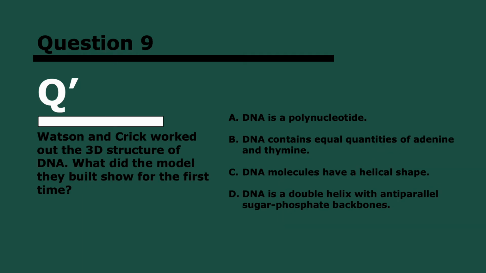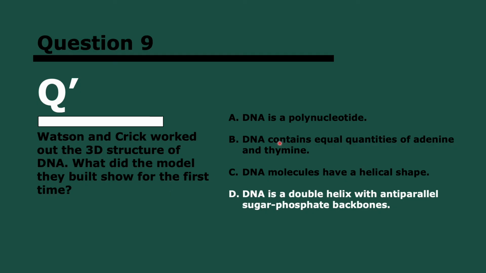Okay, great. So now question 9. Watson and Crick worked out the 3D structure of DNA. What did the model they built show for the first time? Again, 3, 2, and 1. Okay, the thing is, this is tricky because you need to know what Watson and Crick showed, right? A lot of these are true. So DNA is a polynucleotide. That's true. DNA contains equal quantities of adenine and thymine. That's true. DNA molecules have a helical shape. That's true. But what they showed is that it's a double helix with anti-parallel backbones. So that's just a fact, right? So just make sure to memorize and write it down so you don't forget next time.